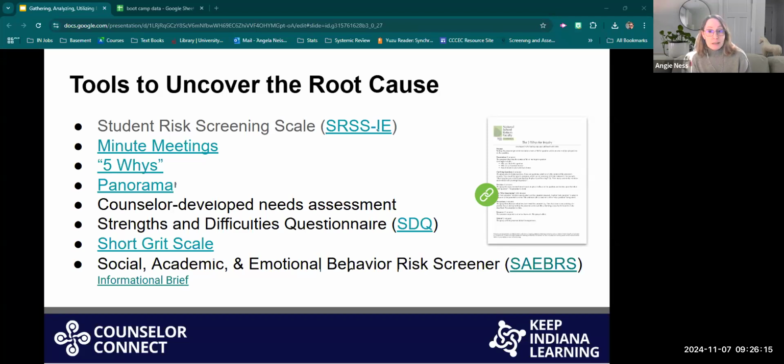The short grit scale is literally just a handful of questions, I think maybe 7. And that's really related to students being able to persevere and also persevere in post-secondary options. And then, of course, SABRS. I know SABRS is a paid thing somewhere, but you can get the paper form for free to use. So all of those are linked there if you want to take some time to look into that later.